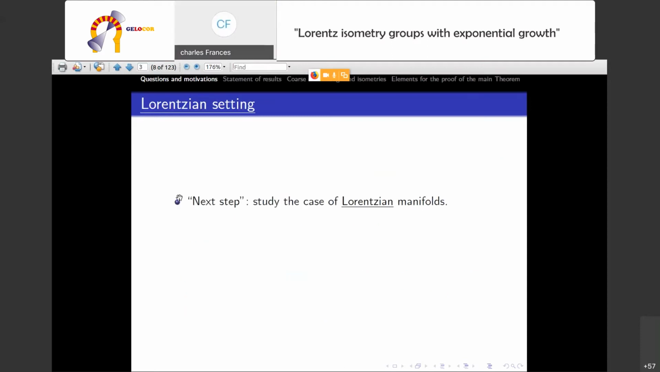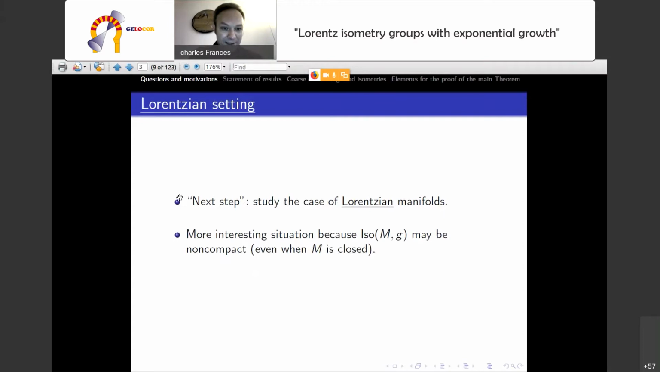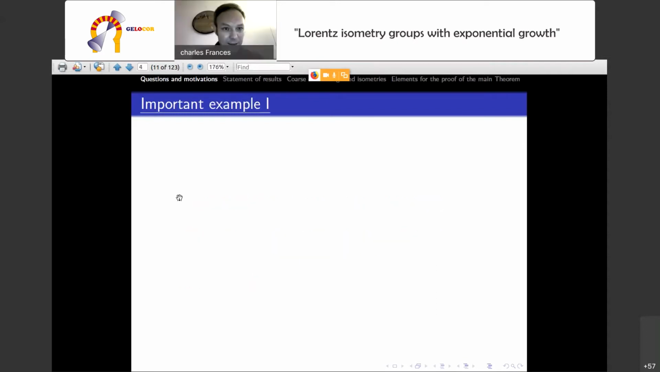And the next step is to deal with the case of Lorentz manifolds. This is a more interesting case because you probably know that even when the manifold is closed, the isometry group may be non-compact. So there are more possibilities. And for instance, it may happen that the isometry group is infinite and discrete. This is a case that will be of interest for us.